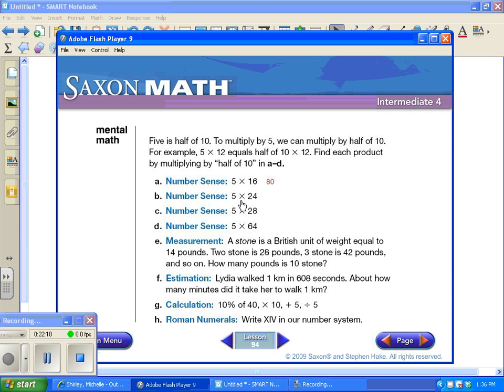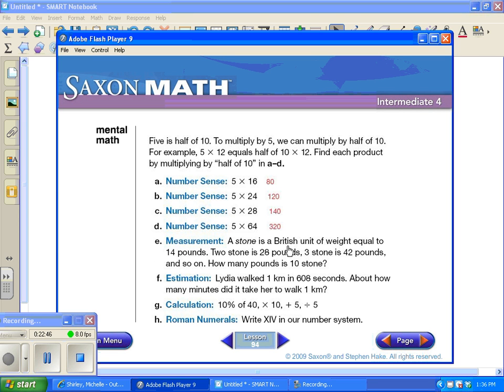For this one, think 10 times 24. Then cut that in half, 120. 10 times 28 equals, cut that in half, 140. 10 times 64 equals, divide that in half, 320.